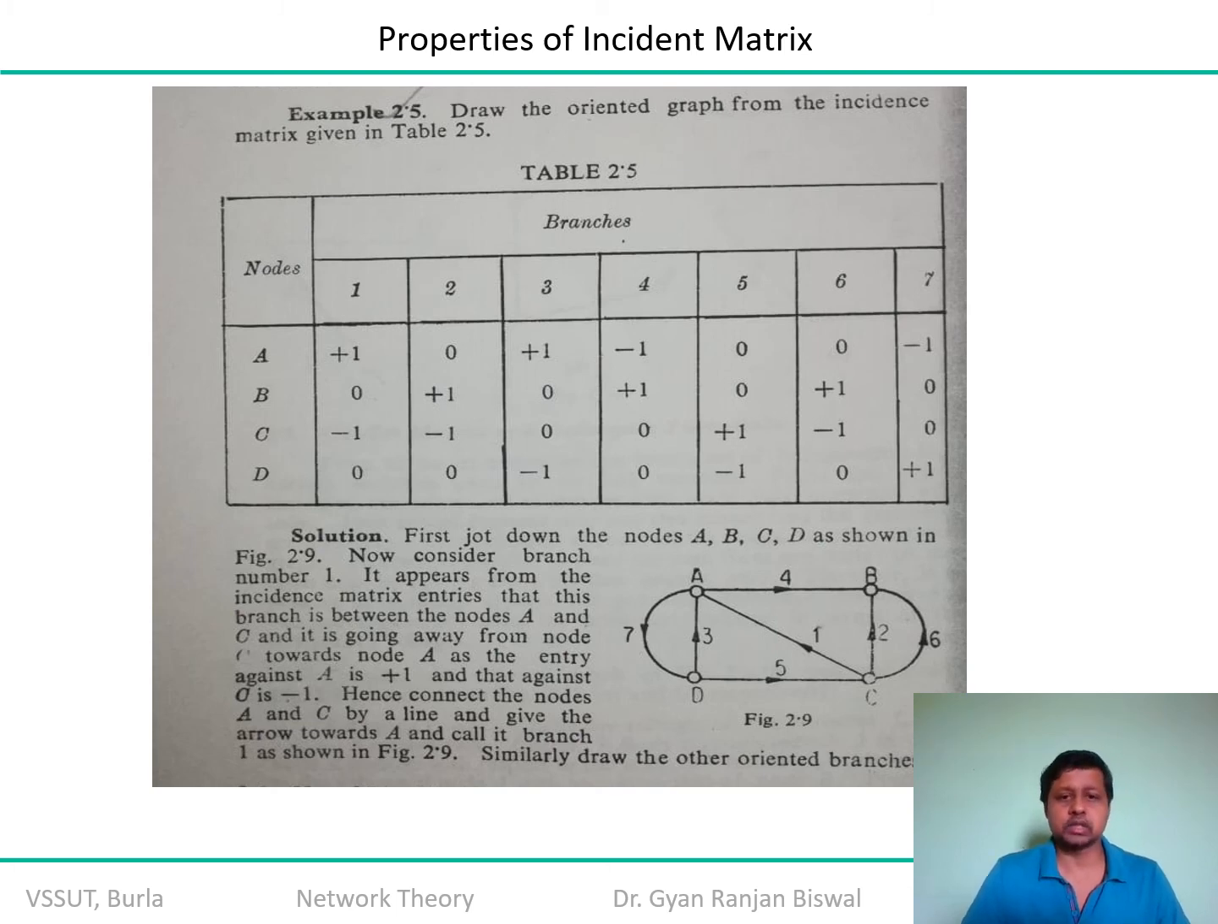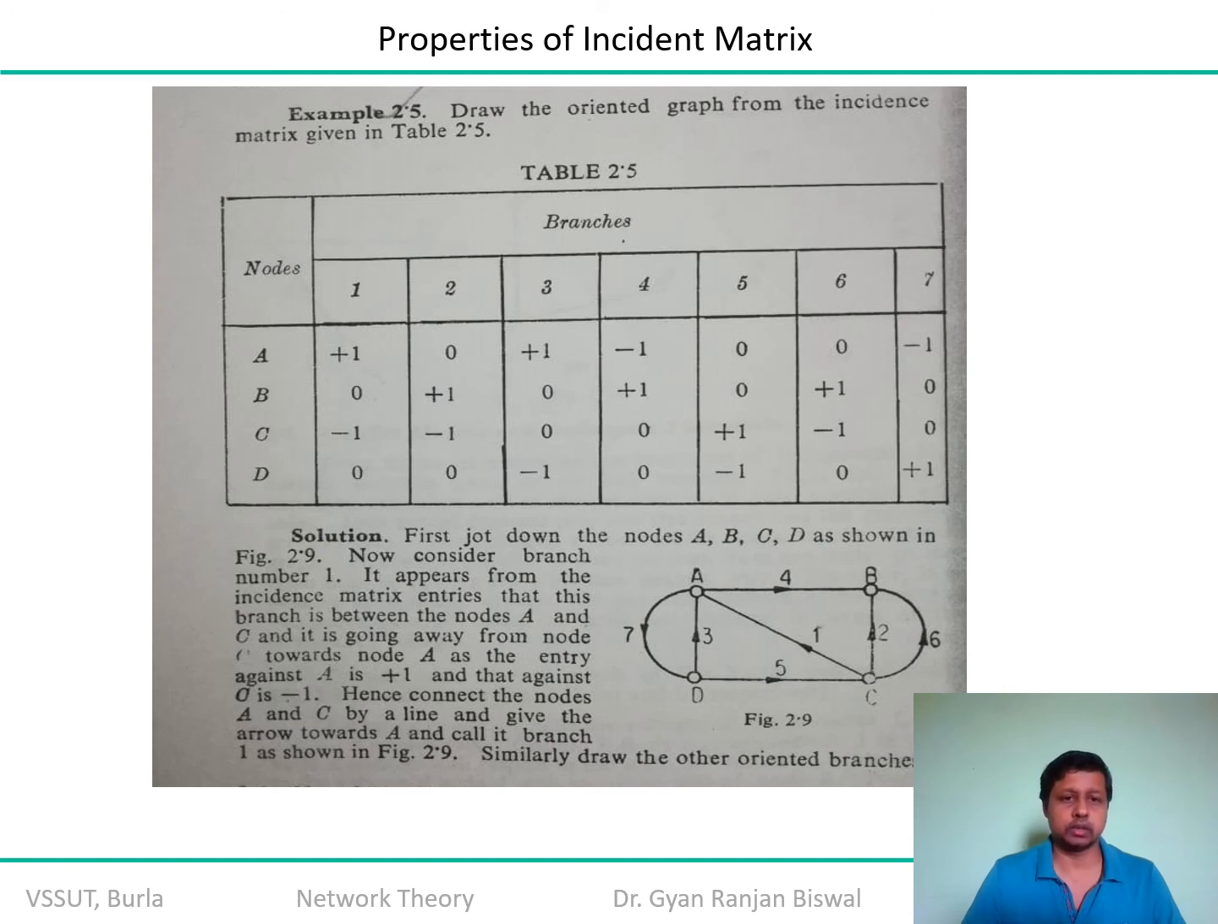Then, if you consider branch number 1 in this demonstration, it is the branch linking node C and node A. For A, it is plus 1, so the direction of current towards A should be there. Whereas for C, it is minus 1, so that means C is indicating that current is leaving. Right?